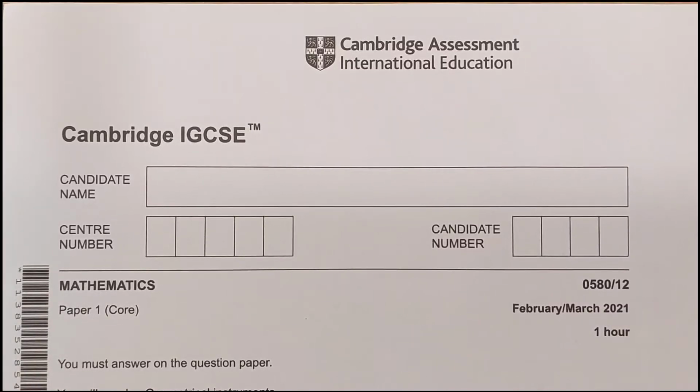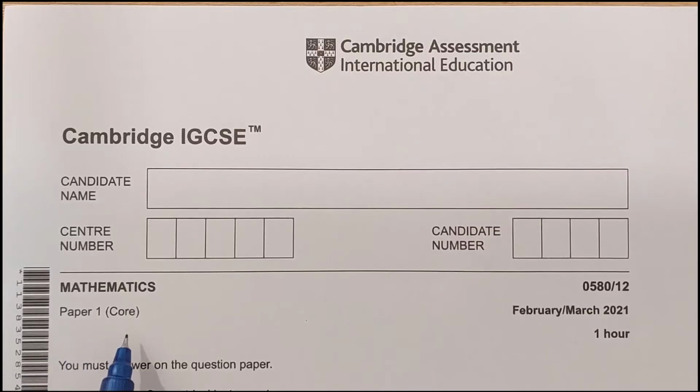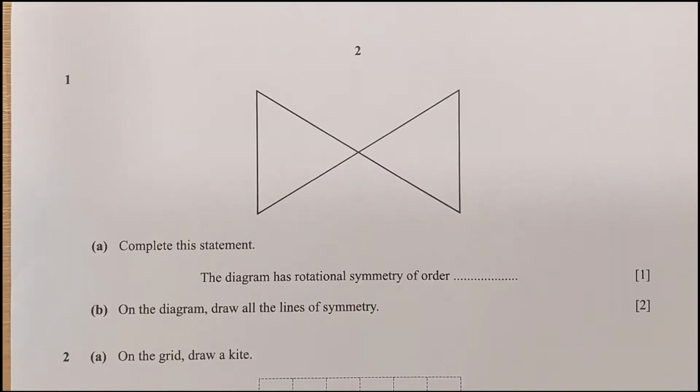Hello everyone, in this video I am going to solve Cambridge IGCSE Mathematics Paper 1 core in a session February-March 2021 Paper 1-2. So let's start with the first question.